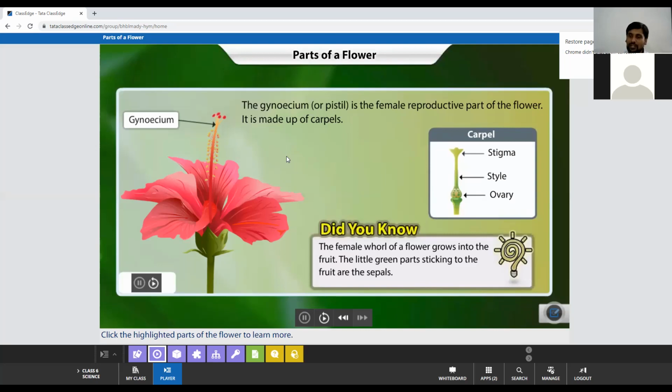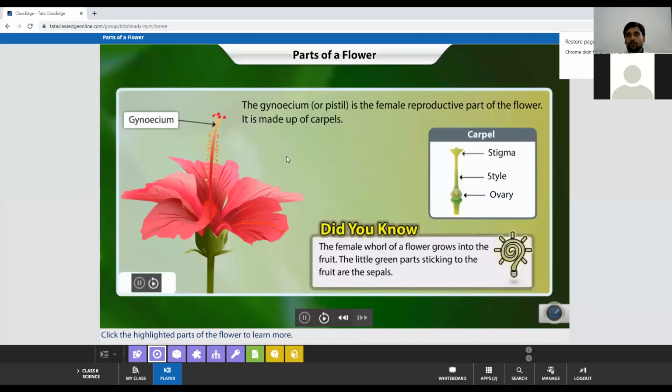Then we have a stalk-like region below the stigma, that is called the style. Then we have a round ovule-like structure, that is called the ovary. The ball-like structure at the bottom is called the ovary. Inside the ovary, we have the female gametes, which are called ovules. So the carpel divides into three parts: stigma, style, and ovary.